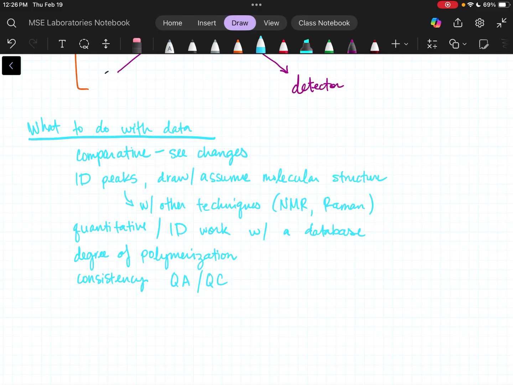That's QA, quality assurance. Why do I keep writing? Wow, my handwriting is terrible on this particular section. QA for quality assurance or QC for quality control.